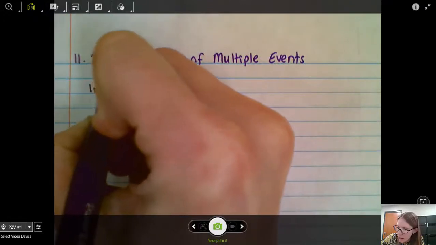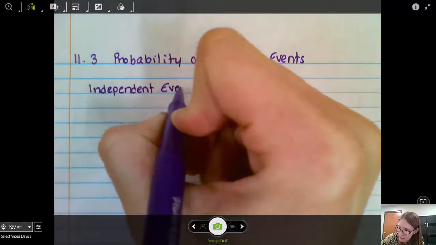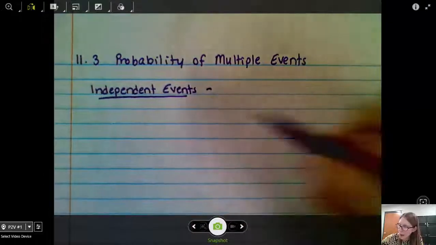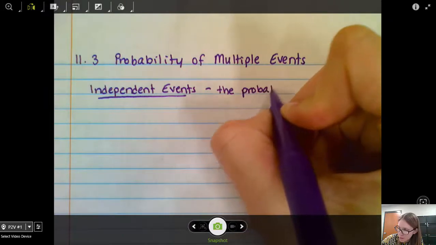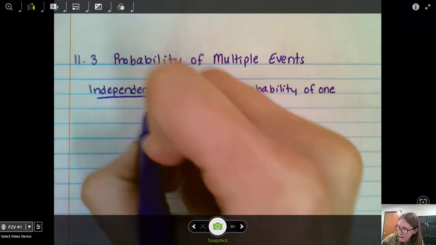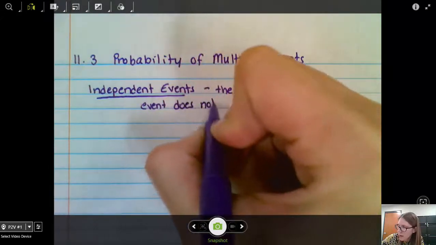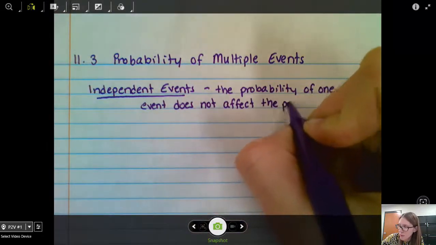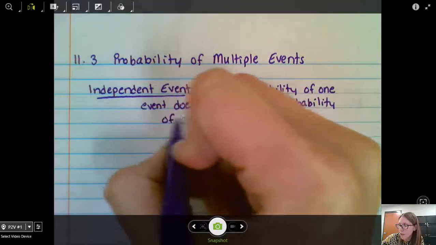Our first vocab word is independent events. Events are independent if the probability of one event does not affect the probability of the other.